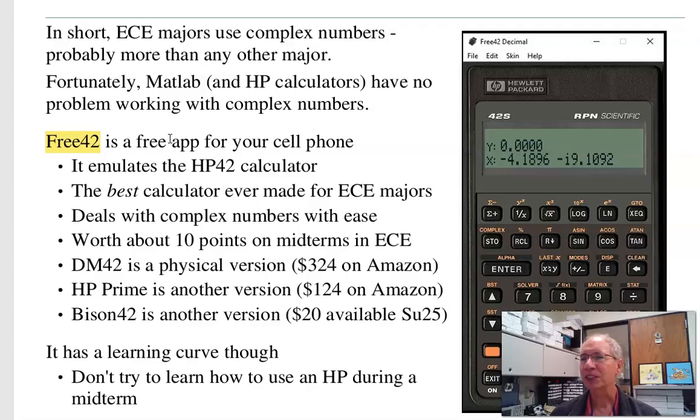It deals with complex numbers with ease. It's worth about 10 points on tests, and I don't think that's an exaggeration. HPs are quick. You can get to the answer quickly, and time is points. Tests are typically a race. I've got to get to the answer before time runs out. HPs let you do that. HPs also give you the right answer.